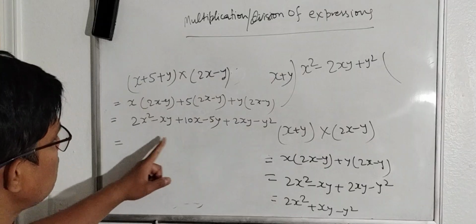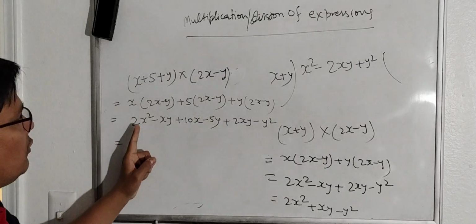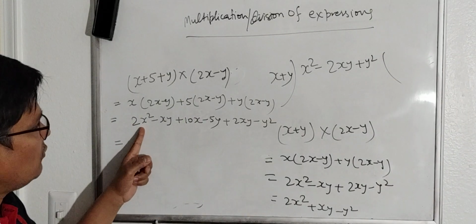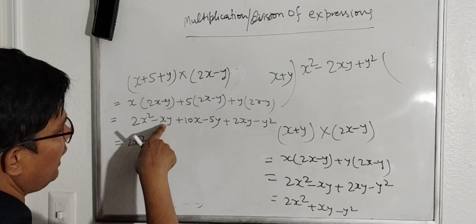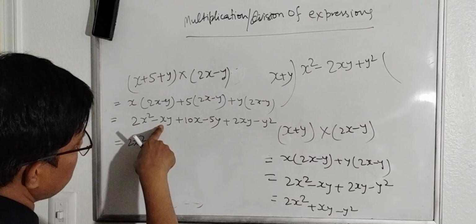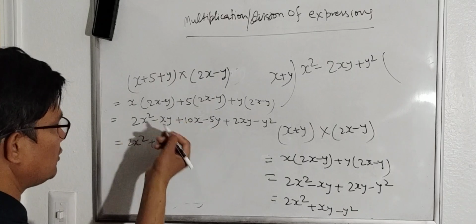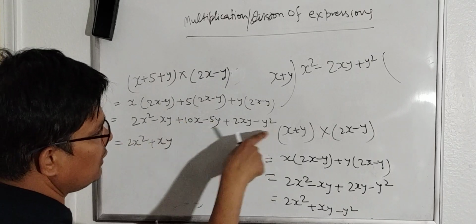Now what we have to do is to simplify this big expression, we look for the terms containing the same variable. So is there any x squared? No, this is alone. So I will write it 2x squared. How many xy are there? This xy and this xy. So 2xy minus xy will be 2 minus 1 is 1. So plus xy. And then how many x are there?